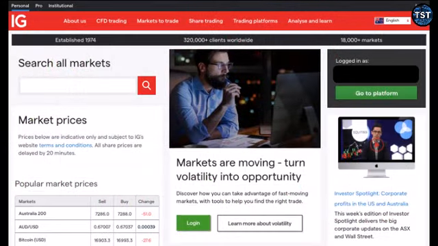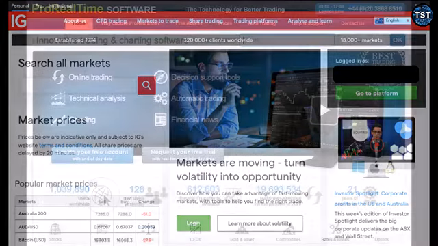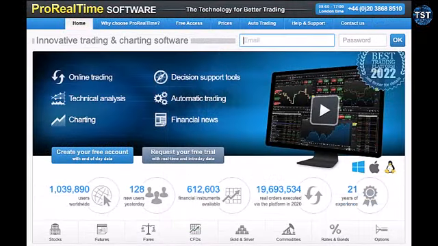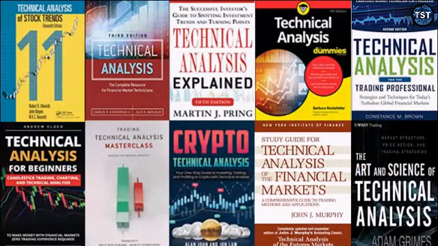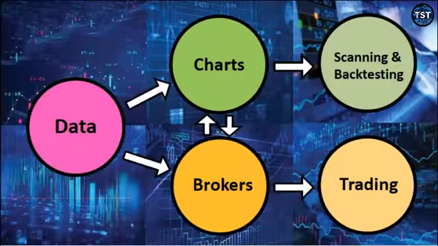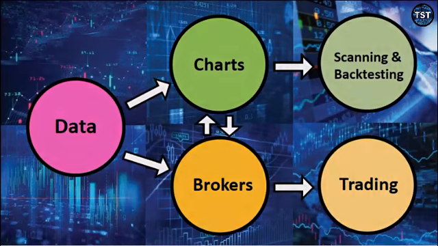For example, the UK broker IG Markets supports a direct link to charting specialist ProRealTime to provide live data down to 1 second. You can also trade directly from the ProRealTime charts, although the broker is still IG Markets. You can also subscribe to ProRealTime independently of any broker. With access to charting software, you can readily apply technical analysis indicators to price data, but more about that in a moment. Now let's look at the third category, brokers.